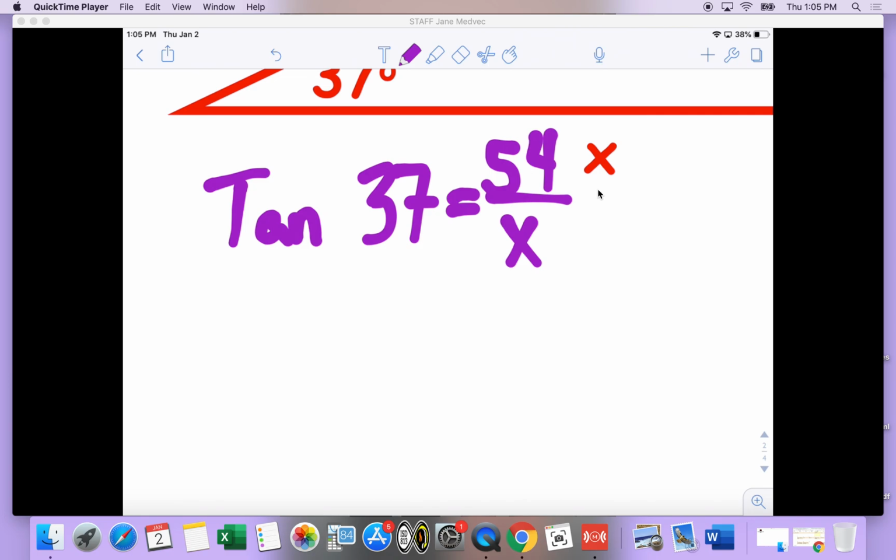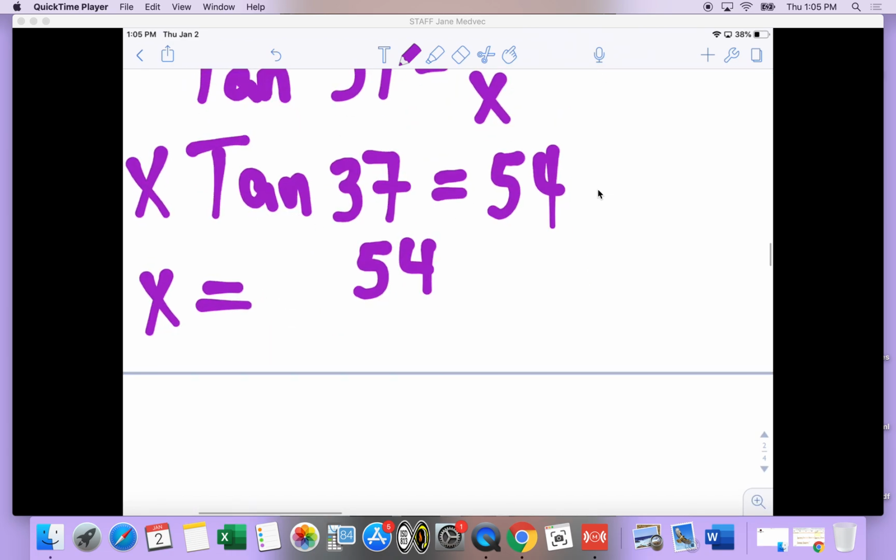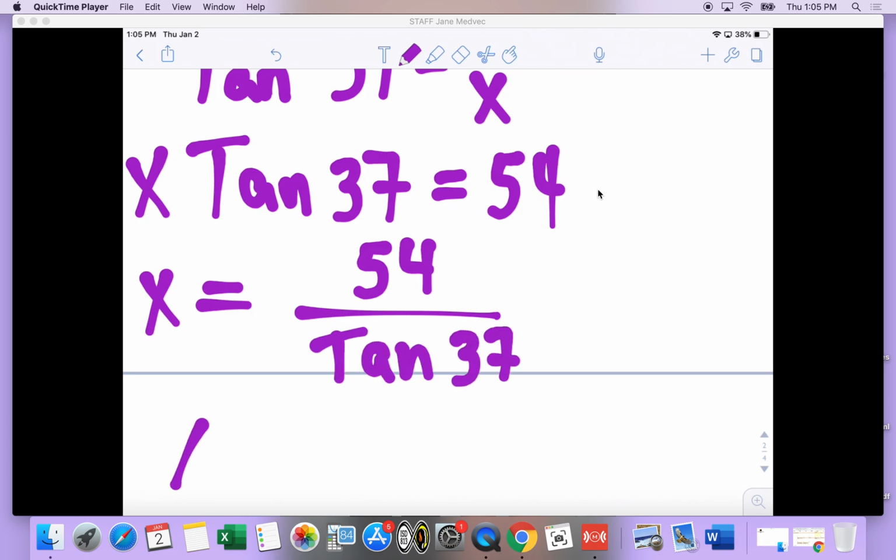Yes, very good. I'm going to multiply by X on both sides. So X tangent 37 equals 54. This is the work you would show. If you want to do more, you can. This is the minimal. Okay, I want X by itself, so I'm going to divide by tangent. Very good. So I get X equals 54 over tangent 37. X equals, again, grab that calculator.